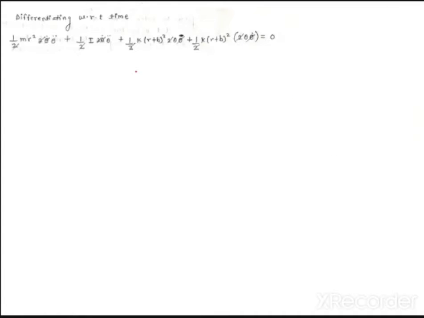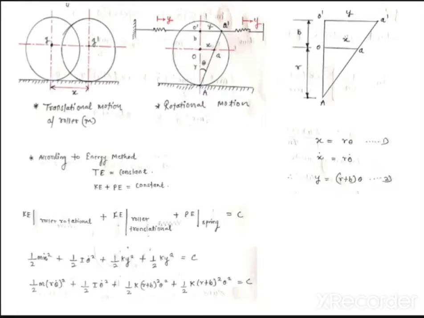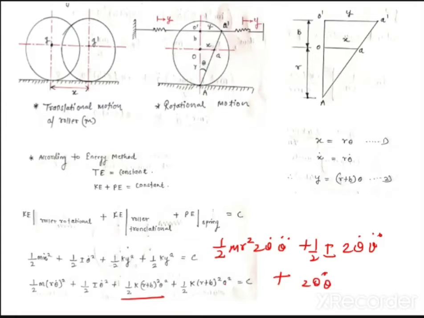Okay. So first of all, differentiate. Anybody? How will you differentiate? 1 by 2 of r into theta dot squared. So how will you differentiate? 1 by 2 of m r squared, derivative of theta dot squared is 2 theta dot into theta double dot, plus 1 by 2 of I as it is, derivative of theta dot squared is 2 theta dot into theta double dot, plus this is constant, 1 by 2 of k into (r plus b) squared. Derivative of theta squared is 2 theta into theta dot. Again, derivative of theta squared is 2 theta into theta dot.